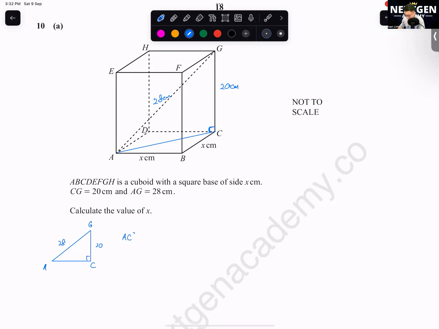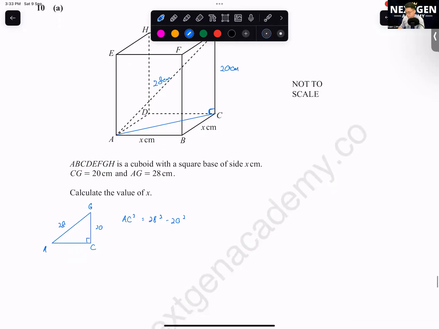I'm going to use Pythagoras theorem here. AC square is equals to 28 square minus 20 square. Here is 384. AC is square root 384. Okay, just type in the calculator, you get 836. Okay, I just leave it as 836 first.